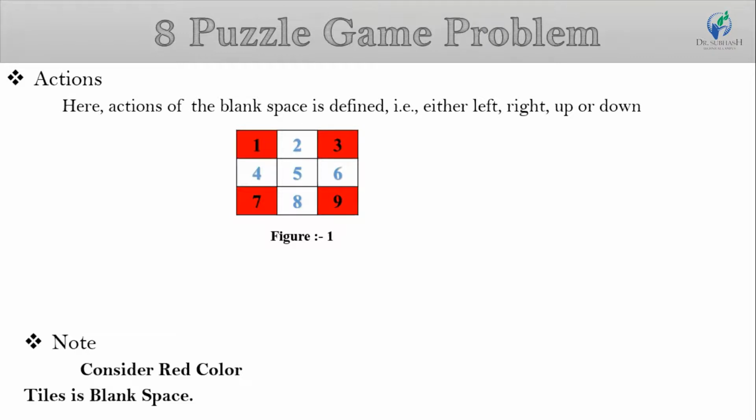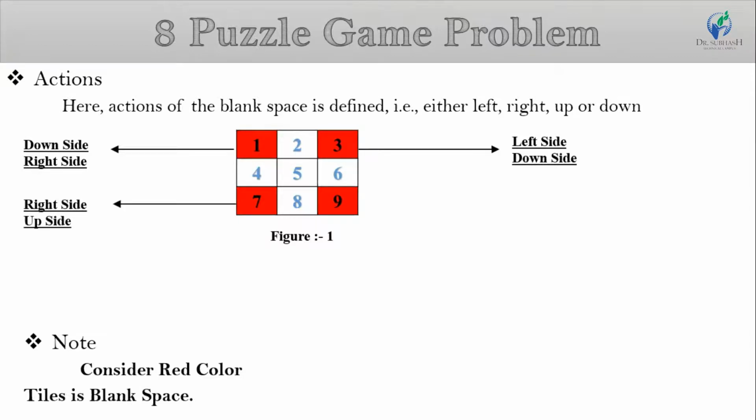So as per the example, for digit 1 we can move downside and right side. For digit 3 we can move left side and downside. For digit 7 we can move right side and upside. And for digit 9 we can move left side and upside. So we can say that in this type of condition we can have only two moves.